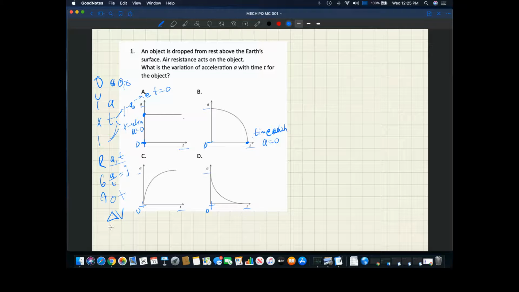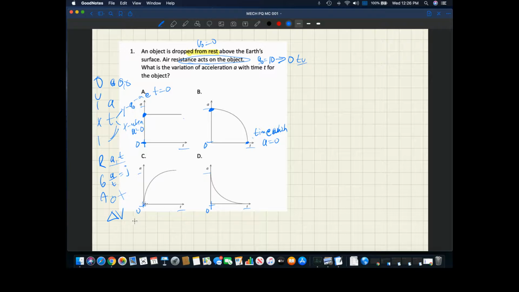So its object is dropped from rest. All right, so that tells us that v0 equals 0. Above the Earth's surface, air resistance acts on the object. Okay, so that means that the acceleration in the beginning is 10, and that's going to decrease towards 0. It may never reach terminal velocity, but it's going to decrease from 10. So at time 0, it's going to be 10. What is the acceleration? So this is possible, and this one is not.